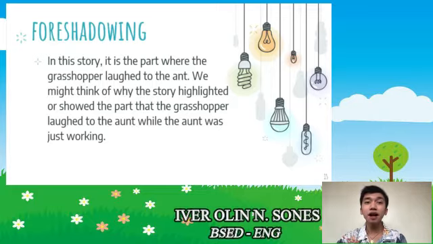Foreshadowing, these are the clues in the text that hint at things that will happen later in the plot. In this story, it is the part where the grasshopper laughed at the ant. We might wonder why the story showed the part where the grasshopper laughed at the ant while the ant was just working.